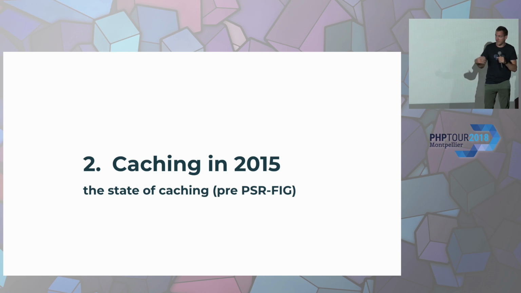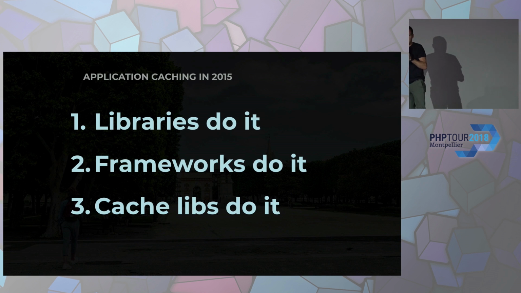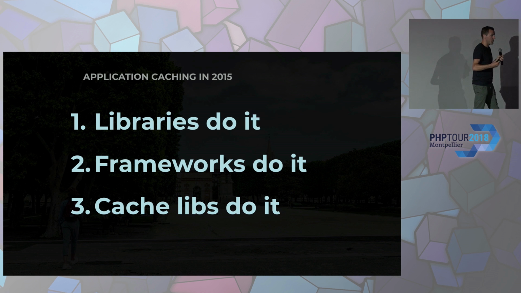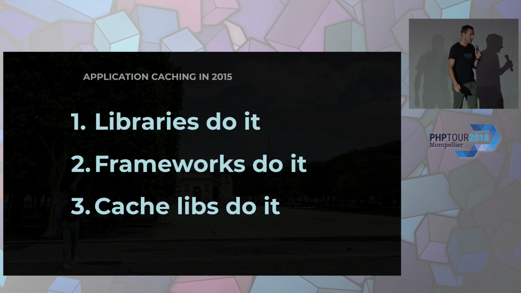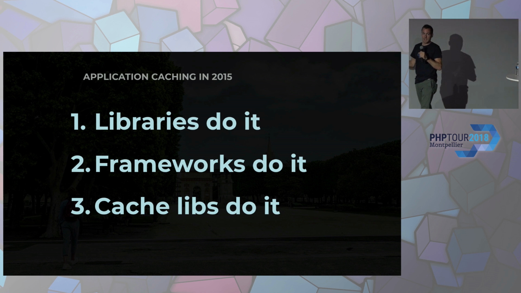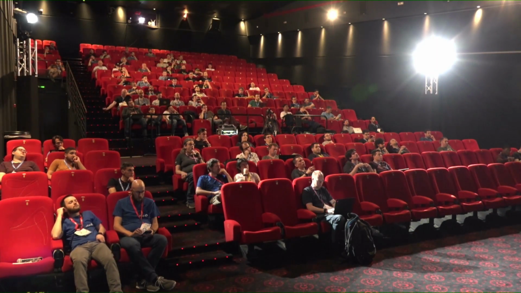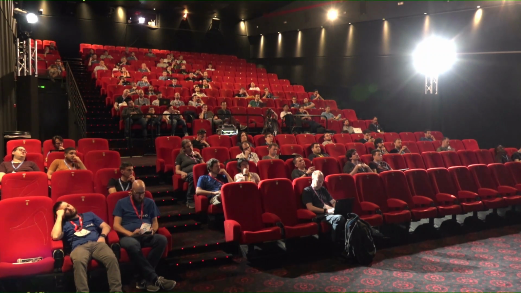So the second chapter is caching prior to PSRs. Prior to PSRs, everyone did caching. Libraries did caching, frameworks did caching, and then there were pure caching libraries that did caching. So libraries would, for example, a geocoding library would have their own caching layer or their cache decorator or something, and then they would have their own set of backends that they would provide. They would provide, for example, Redis, but not Memcache, and that would pose a problem.